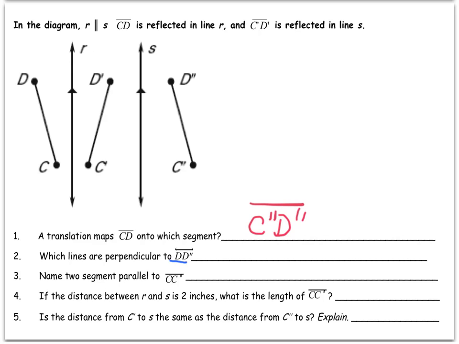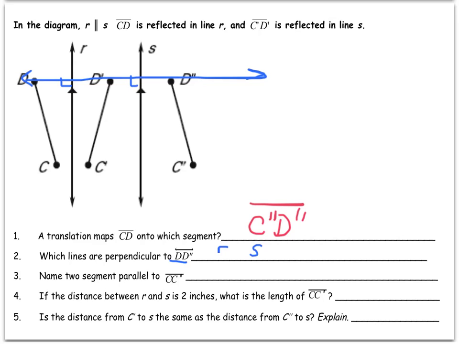Perpendicular to line D, D prime. Well, let's form that line first. So we have this line here, what should be perpendicular to each of the lines by the properties of reflection. So which lines are perpendicular? Both lines are perpendicular, line R and line S.